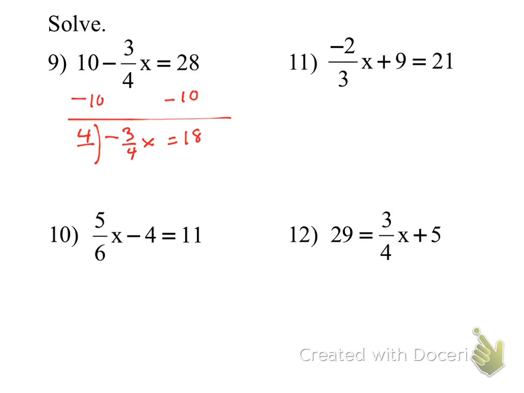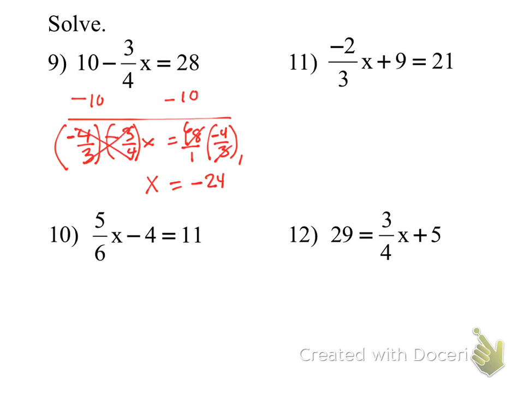Positive or negative? Negative. I need negative times negative makes a positive, right? And we need to multiply by the reciprocal. So I'm multiplying both sides by -4/3. That's over a 1. Goes once, it goes 6 times. And x is equal to what?